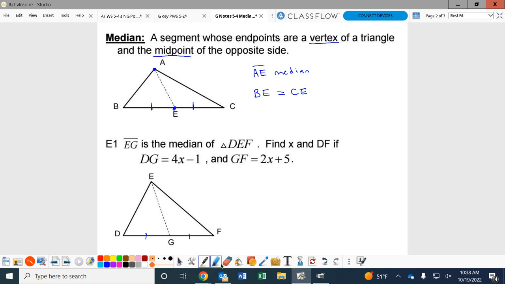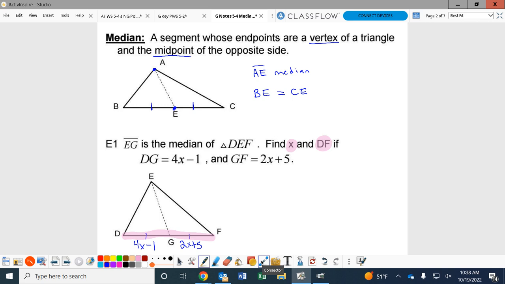Oh, before we start, let's talk about that DF, because someone is going to mess us up. This is like the question Landon asked. It was a very good question. Guys, DF is going to be from here all the way over to here. It is not just one of them. It is the whole thing across the bottom. So I want you to see that we're finding X and then we're finding DF. It also tells us that DG is 4x minus 1 and that GF is 2x plus 5.